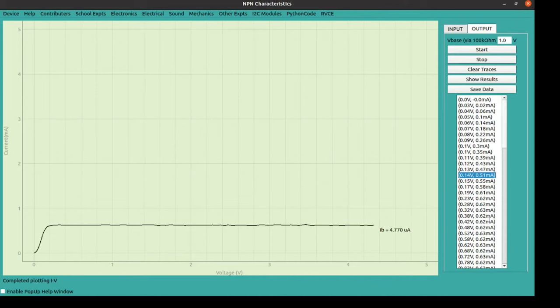Here also we can note down values to find the current gain. For IB1, like 4.7 microamp, the corresponding IC value has to be noted down. Wherever the constant value is there, that is IC1.